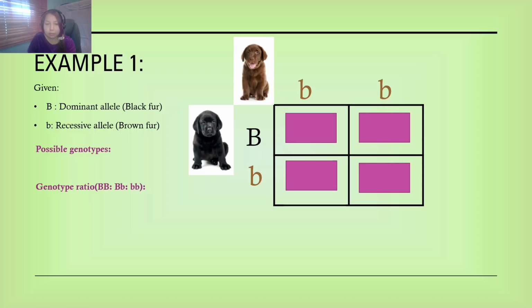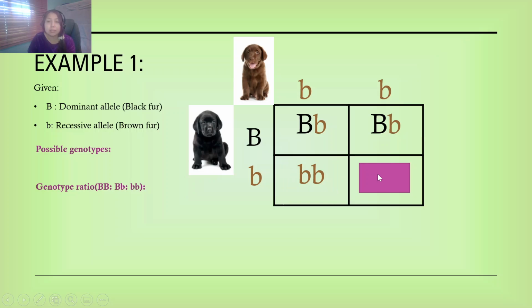Okay, welcome back. So first quadrant, we see big B, small b, right? How about the second one? Same thing. How about the third one? 2 small b's. How about the last one? Also 2 small b's. So what are the possible genotypes? As we can see, we have only gotten 2, so we have a big B, small b, and 2 small b's. How about the genotypic ratio?